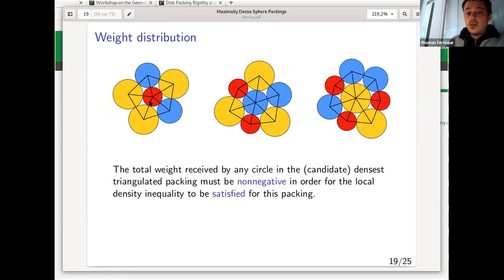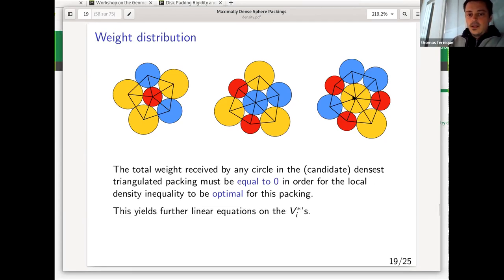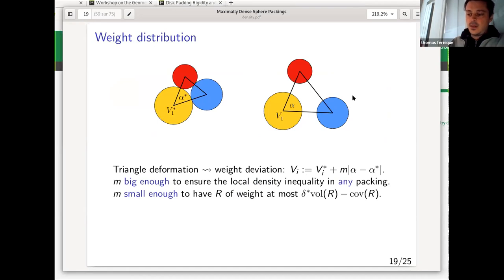And you want to satisfy your local inequality. That is, you want the sum of the weights that the red circle gets to be non-negative. So it adds an inequality on the weight that each triangle gives to this vertex. And actually, since you want to show that it is the densest packing, it's not an inequality, it's an equality. You want to show that the sum of the weights is equal to zero. Okay, so you look at all the possible configurations which appear in your target packing. You get equations on your v_i, the weight given by each triangle to each circle. And you choose a solution of this system of equations to define the way the weights are distributed.